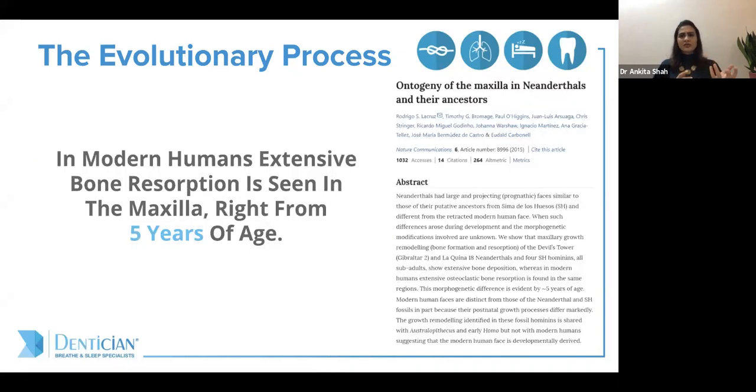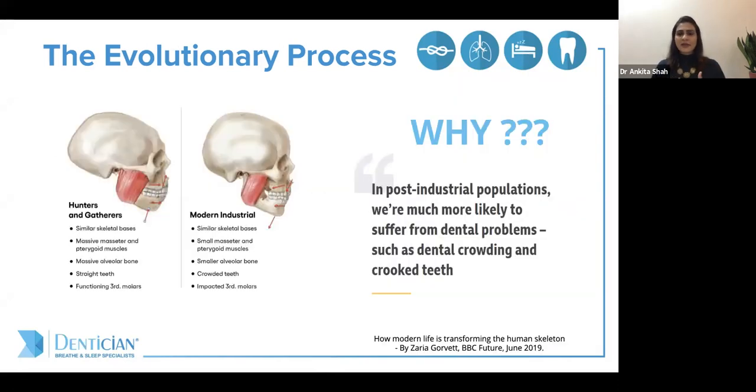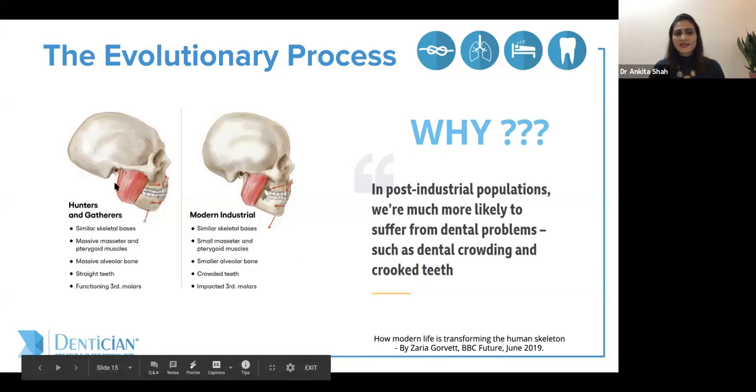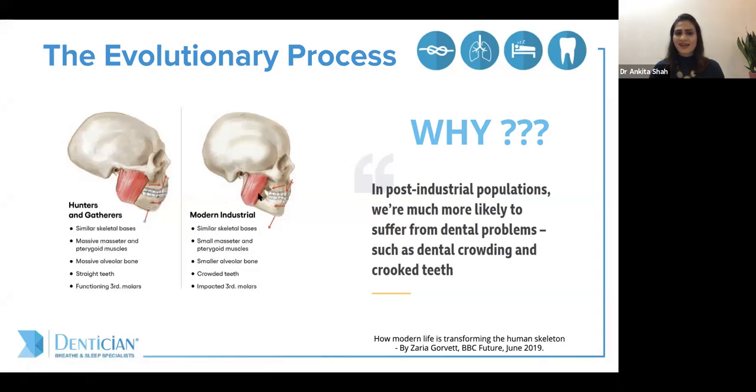Now, there has been research which has shown that this recession in the maxilla is seen even at the age of 5 years. And why is this happening? Why are we seeing more crooked teeth now? Why are we seeing more wisdom teeth impactions now? Is it that our jaws have become smaller and the teeth have become bigger? Yes, the jaws have become smaller. The teeth haven't become bigger. When we compare the size of the muscles of mastication in hunters and gatherers and modern industrial man, we can actually see how narrow these muscles have become.